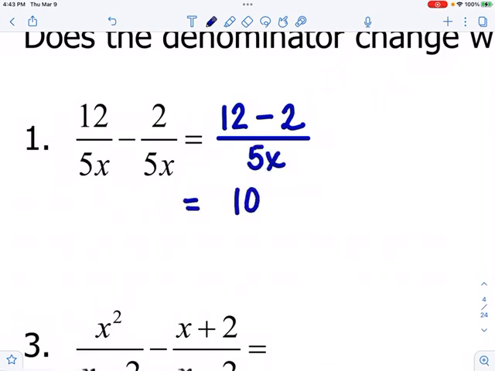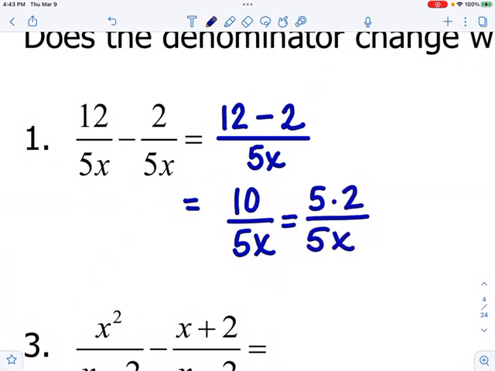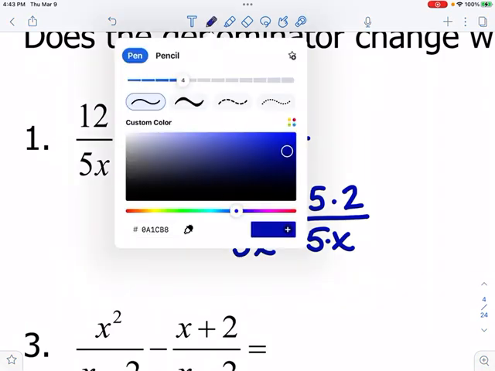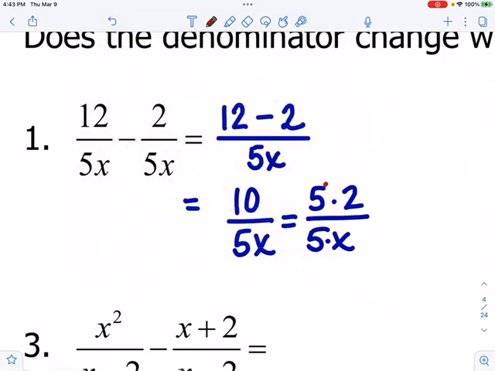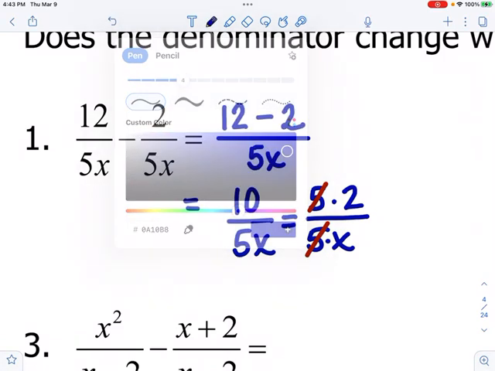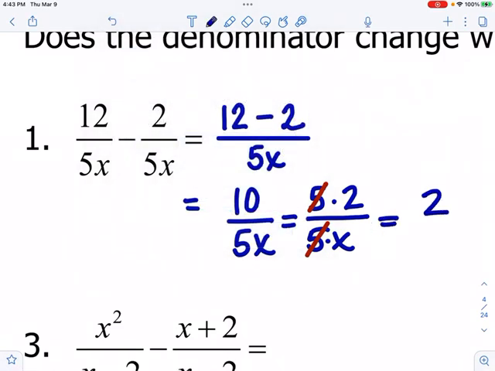So we end up with 10 over 5x. And then we have a factor of 5 that will cancel. So where we have 5 times 2 over 5x, and it's 5 times x, so we can cancel the 5s, and we're left with 2 over x. Nice simplified expression, 2 over x. Okay.